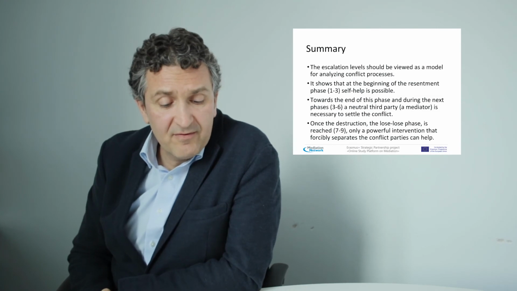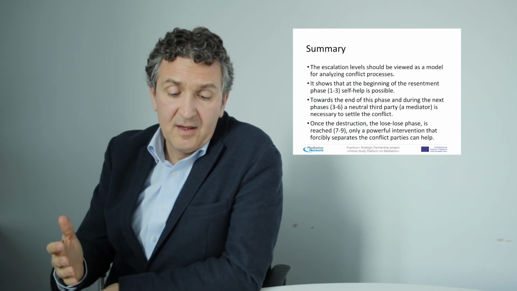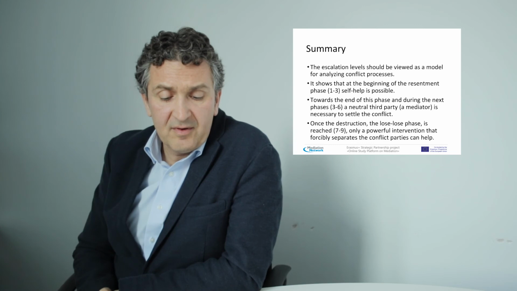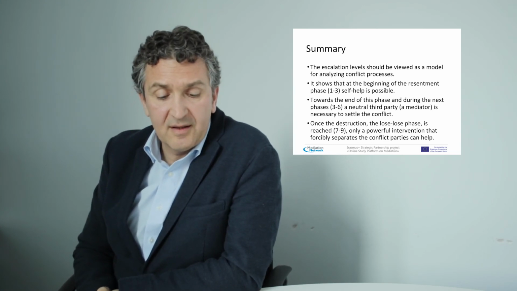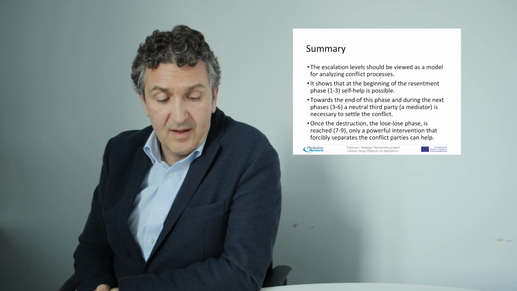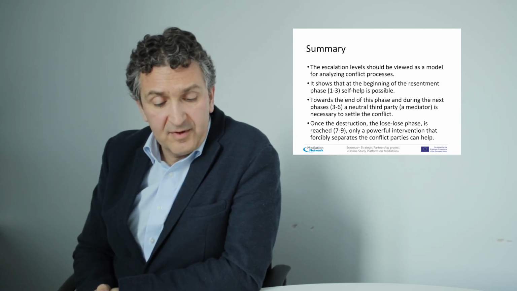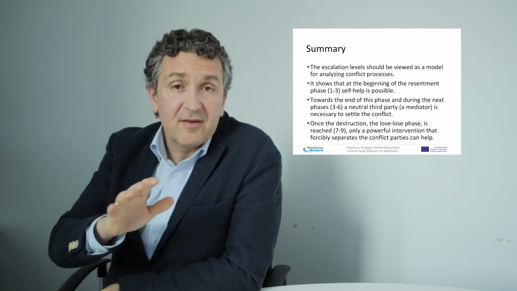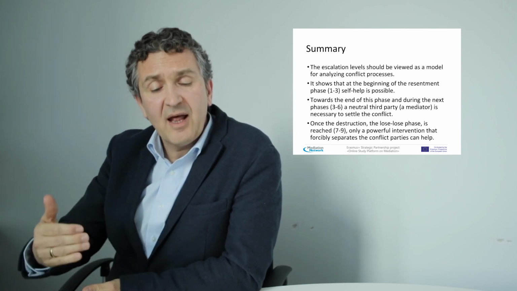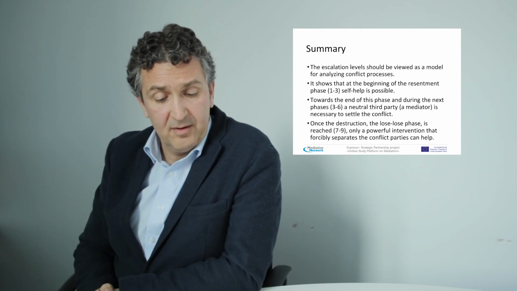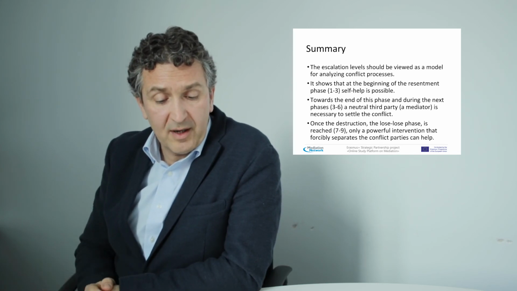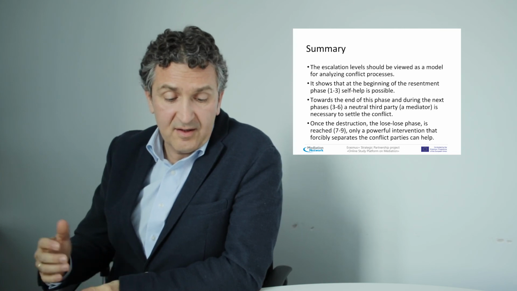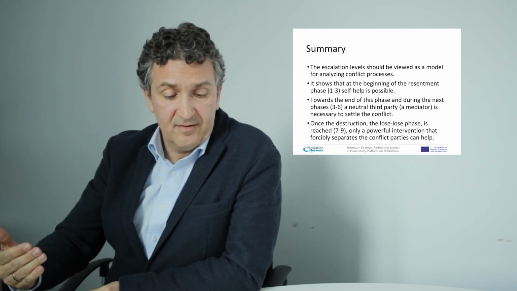Coming to the end, these escalation levels should be viewed as a model. In reality, they are not always to be observed in their pure form and not always in sequence. At the beginning of the resentment phase, which means phase 1 to 3, self-help is certainly possible. We can expect a win-win solution. This means that one party tries to cut off the escalation on their own initiative.